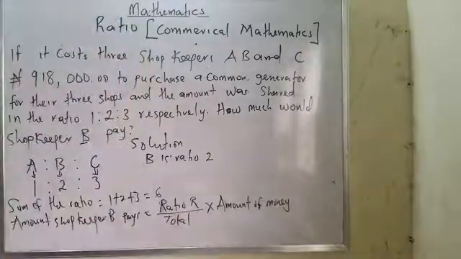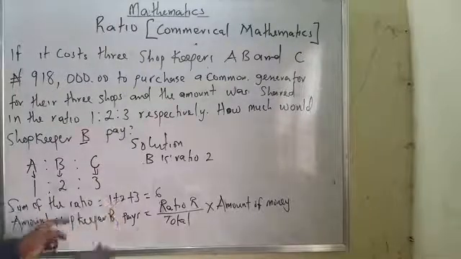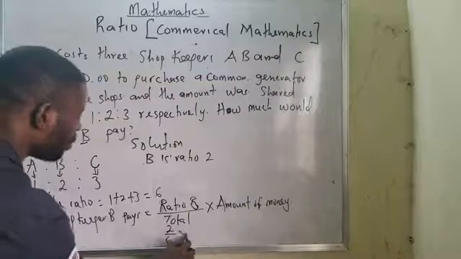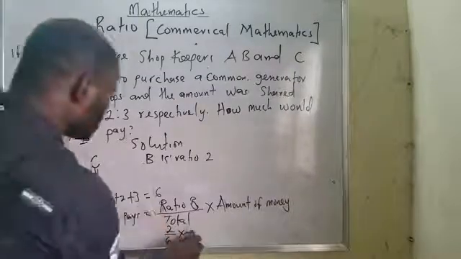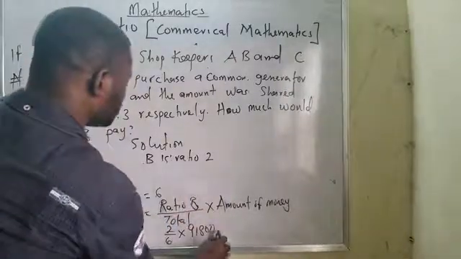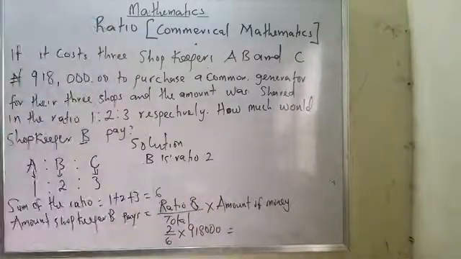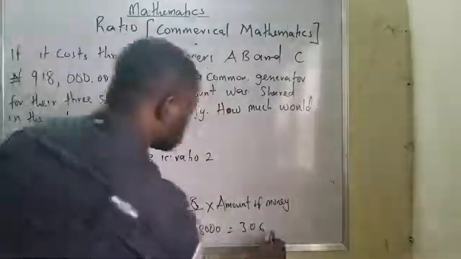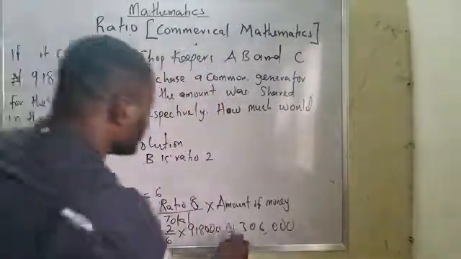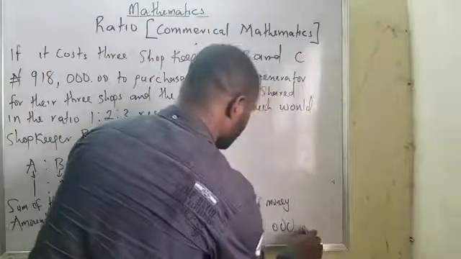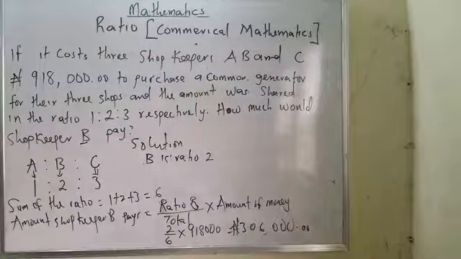What I'm trying to say is, what is the ratio? Ratio B is 2 over 6 multiplied by, how much is the money? The money is now 18,000. Whatever I have, that will be 3. Now, it means the man D is collecting that amount of money, in naira. That is the amount that B will be paid.